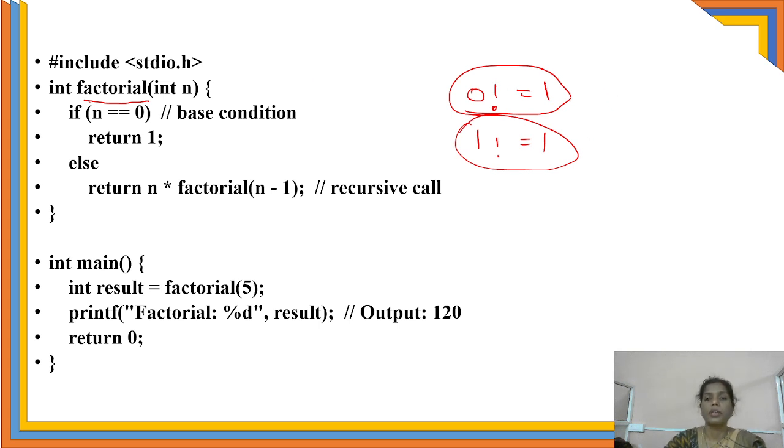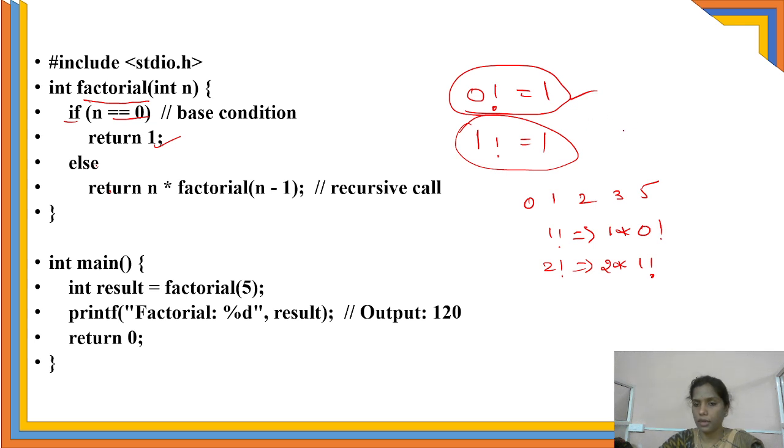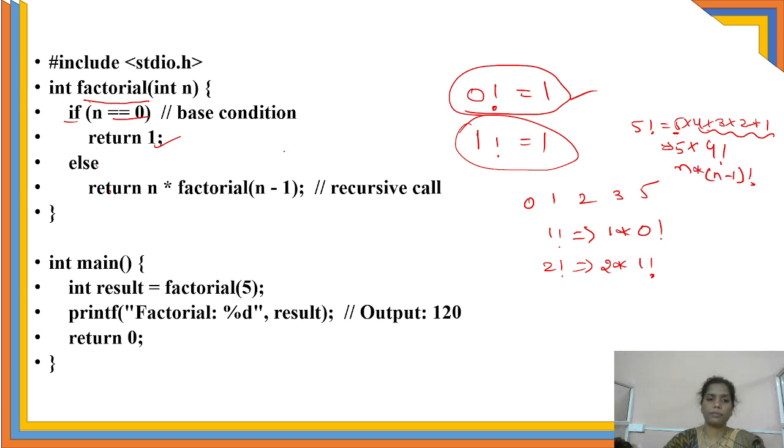See here, they have used 0 factorial as the base condition. If n equals 0, return 1. Else, as we know, 1 factorial we can write as 1 into 0 factorial. 2 factorial we can write as 2 into 1 factorial. What do you mean by factorial? You know, right? 5 factorial equals 5 into 4 into 3 into 2 into 1. So what they are trying to write is 5 factorial is written as 5 into 4 factorial. That is n into (n minus 1) factorial.